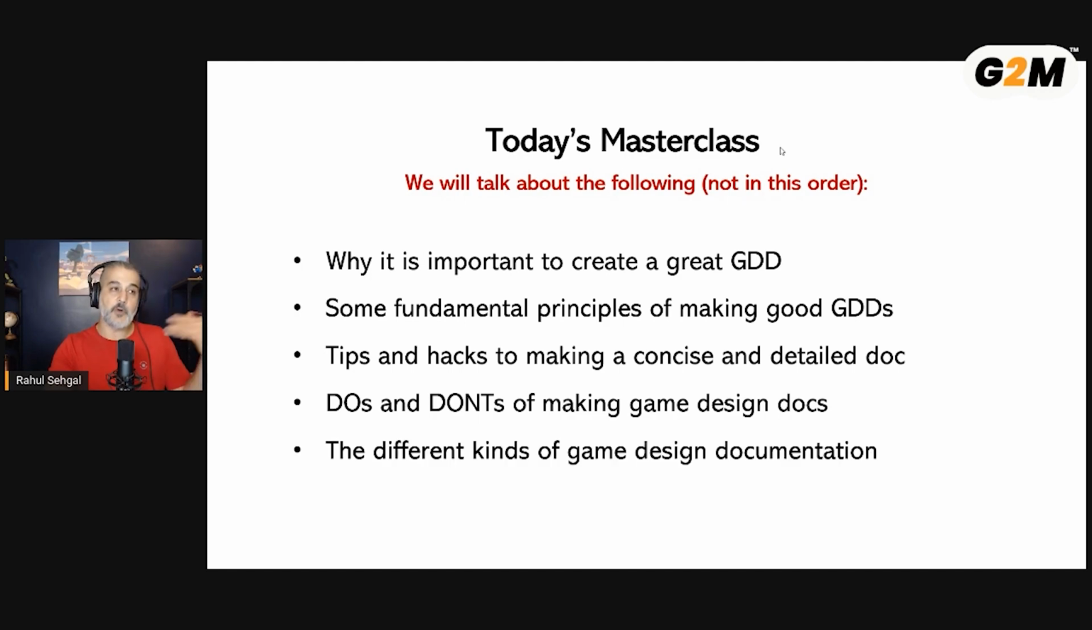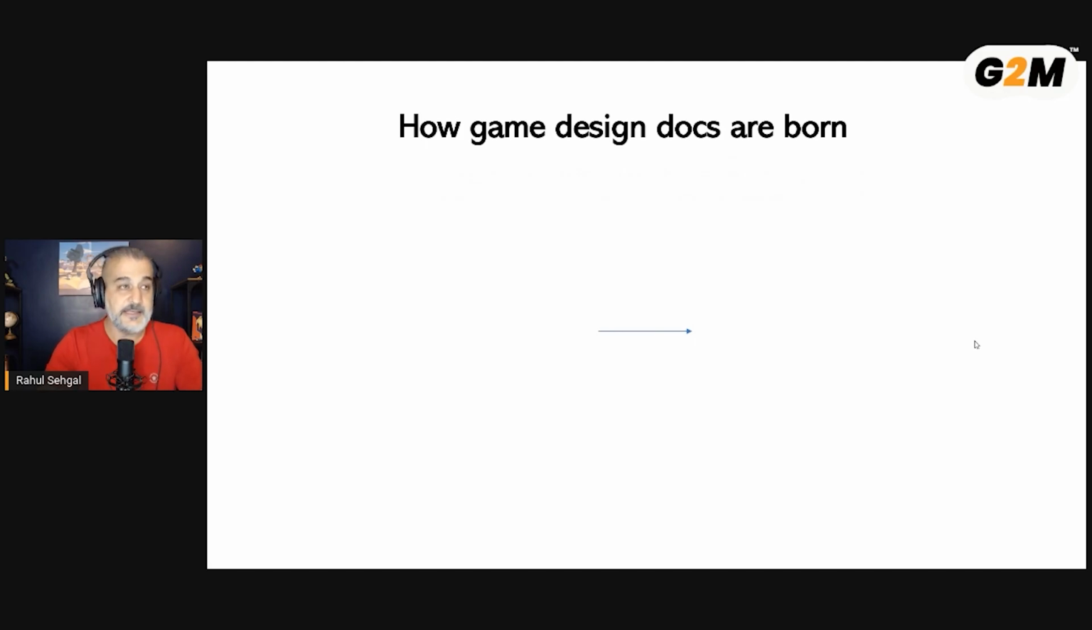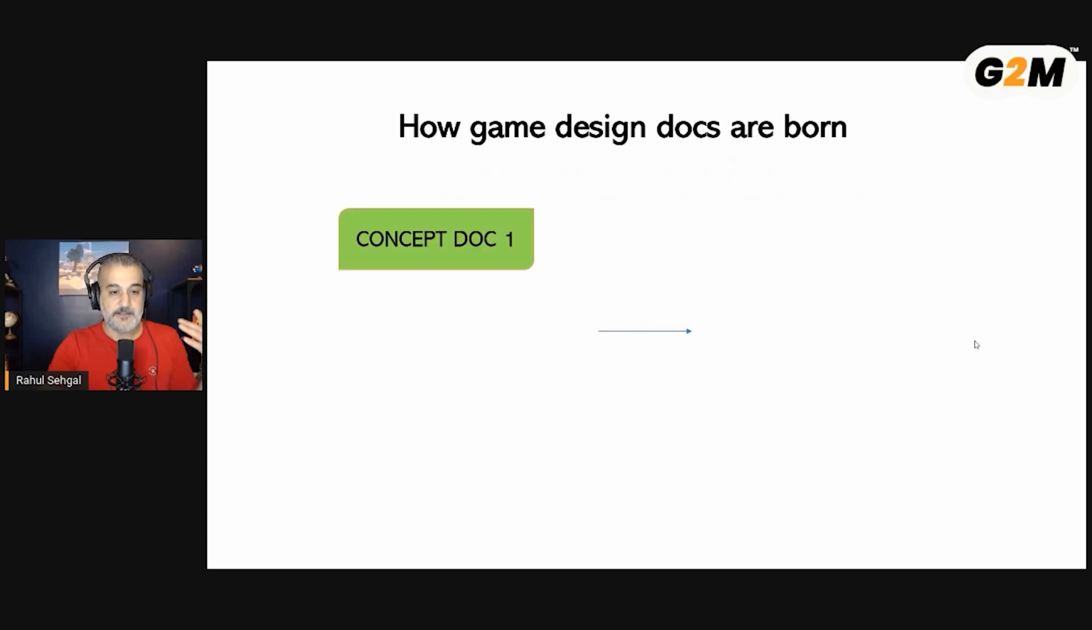And of course, we're going to talk about the different kinds of game design documentation. There's actually 2 or 3 different kinds of game design documentation, and I'm going to be showing you all that stuff. So, are you guys ready? Okay, so how are game design documents born? Where do they come from? They come from concept documents.